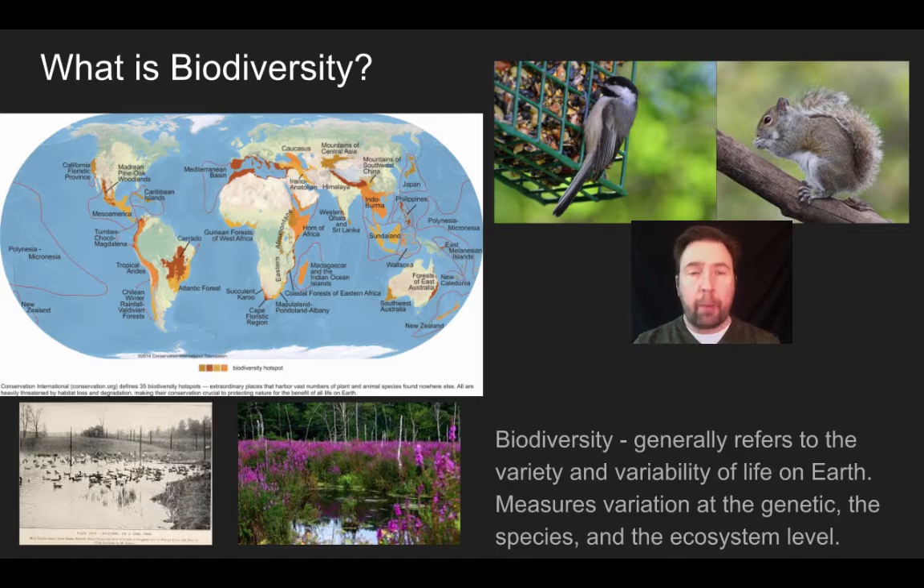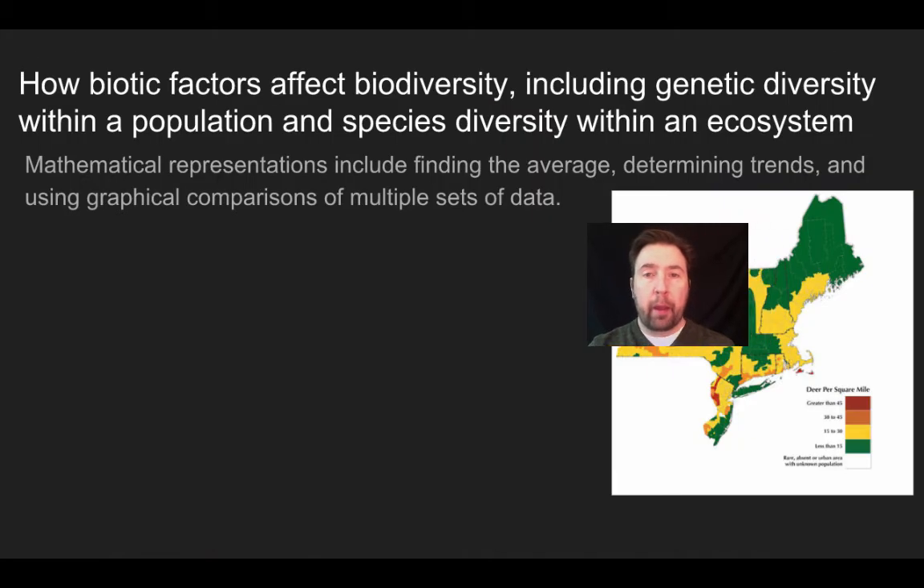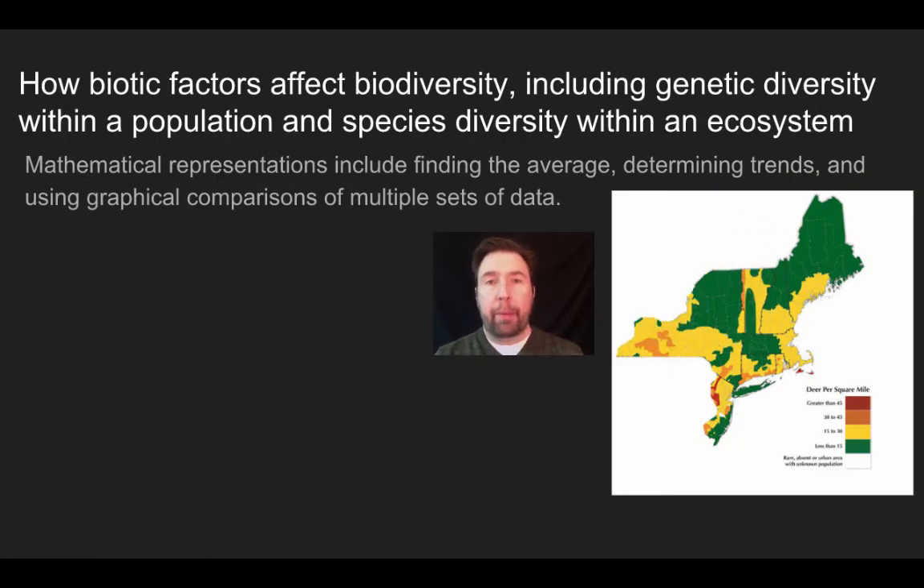A couple important things to note about biodiversity before we get into the specific ways biotic and abiotic factors will influence it. Here is a map of New England plus New York and New Jersey, and what this is showing is the number of deer per square mile. Why am I talking about this? Well, deer are an animal, and they're going to have an impact on the other types of wildlife that you're going to find. Anybody who's ever had deer in their yards will know that they eat the local landscaping.